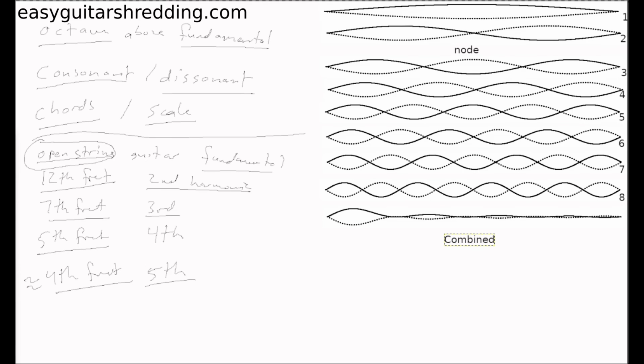This is the combination of the first 8 harmonics with equal intensity, but they won't always have equal intensity. When you touch one of the harmonic points, what you're actually doing is canceling or muting the other harmonics so that the one you are touching can be heard more clearly.